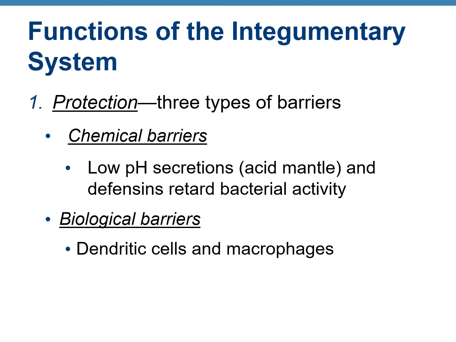Your skin has three major types of barrier. The first barrier is a chemical barrier. The pH of your skin is low and it prevents bacteria from growing on your skin and dividing and infecting you. It's a biological barrier because of dendritic cells and macrophages that are part of your immune system.